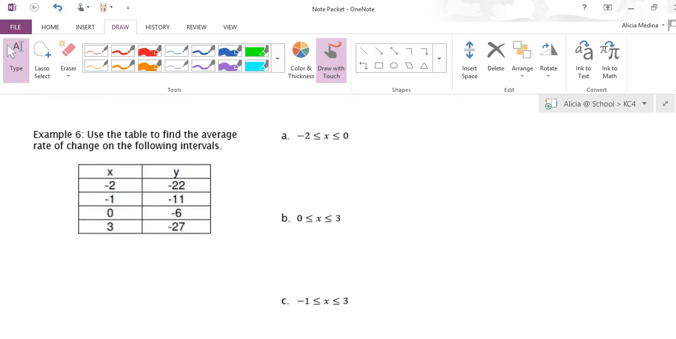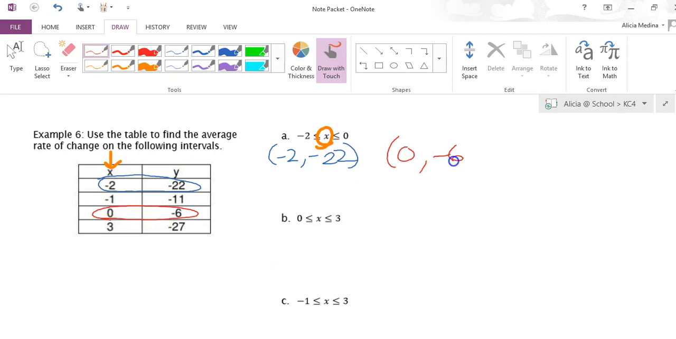Alright, next example here, example number 6. We have a table, and we need to solve for the average rate of change for these following ones. So again, these are the x values. So we're only going to be looking for where those values are here so that we can figure out what the y value is. So looking at that first point, -2, my point at -2 is -22. And then my other value for x was 0. So where is that 0? Right here at -6. So 0, -6.